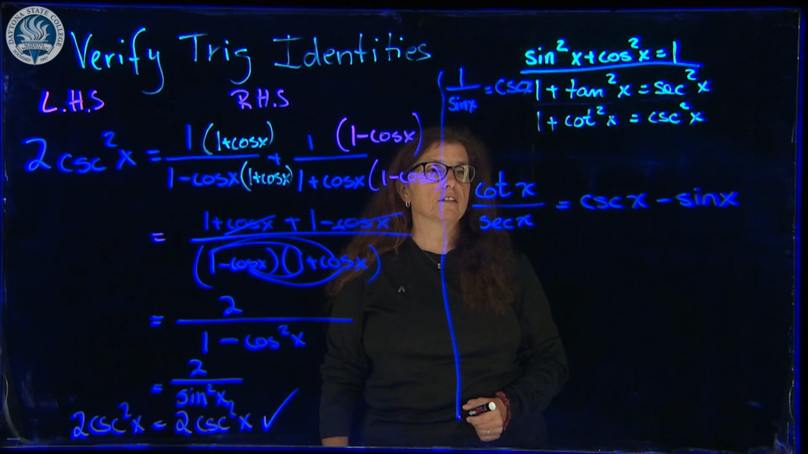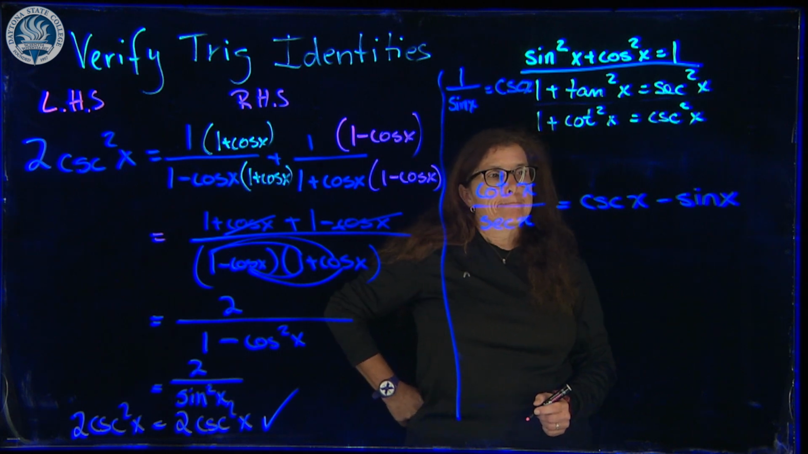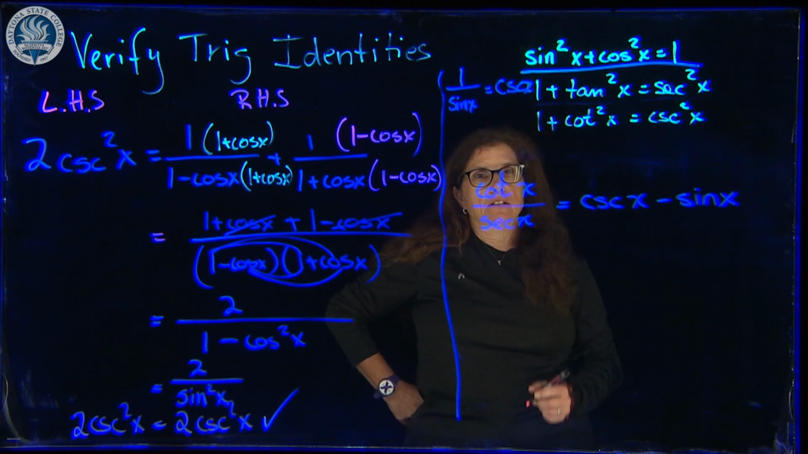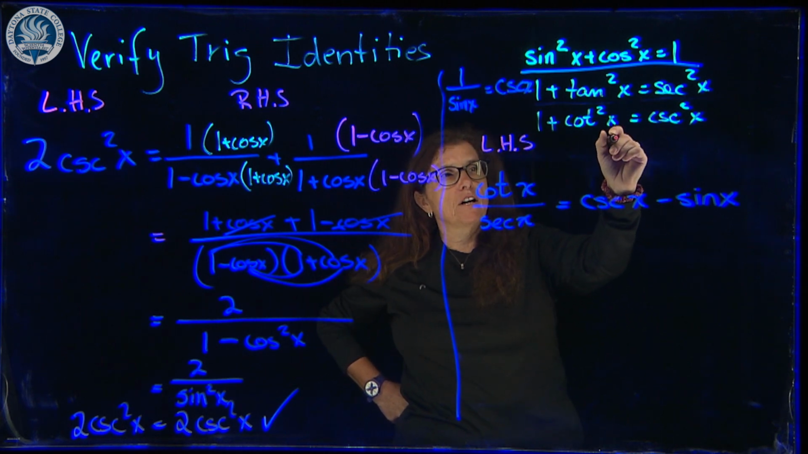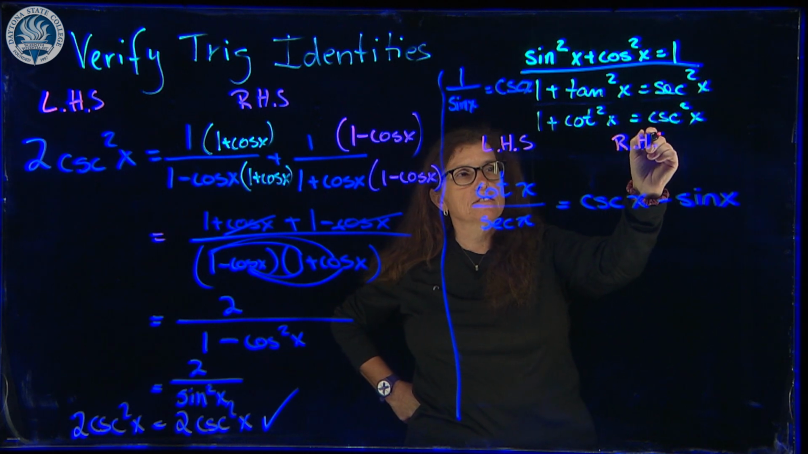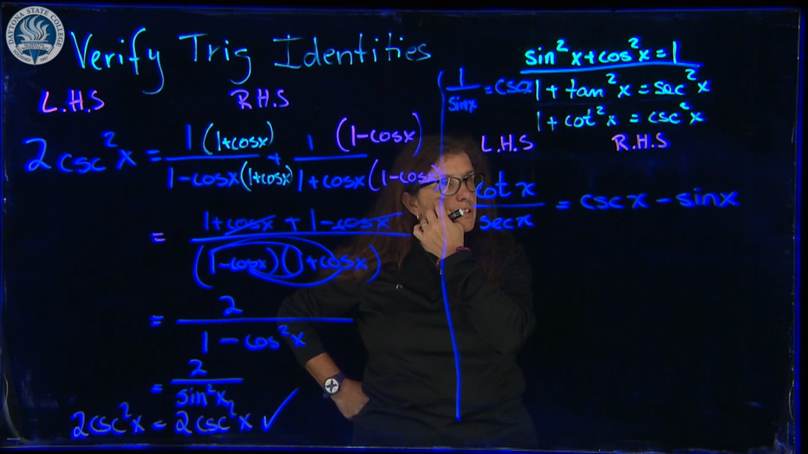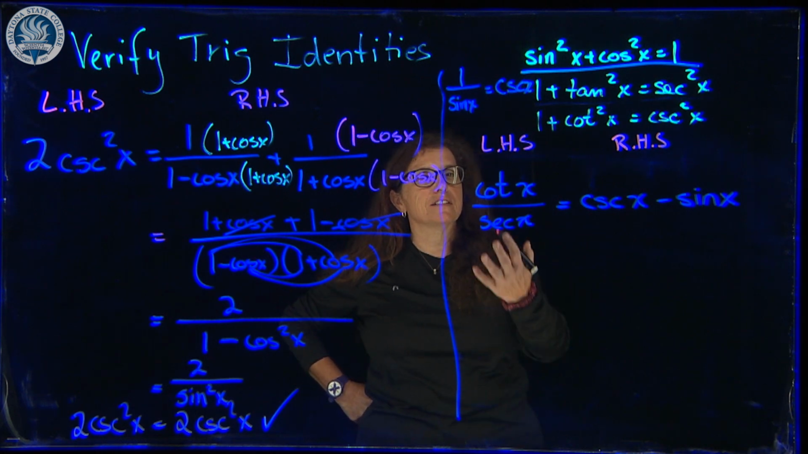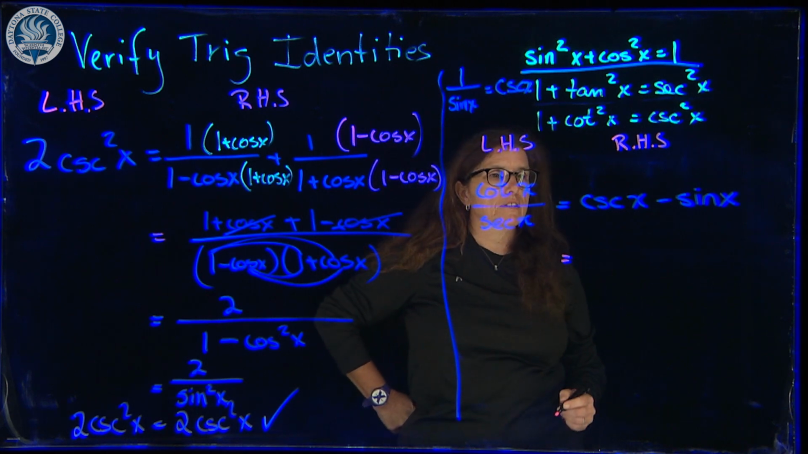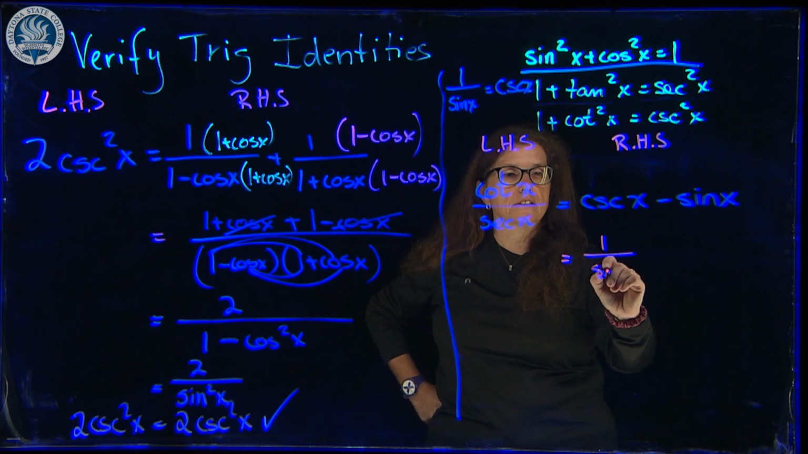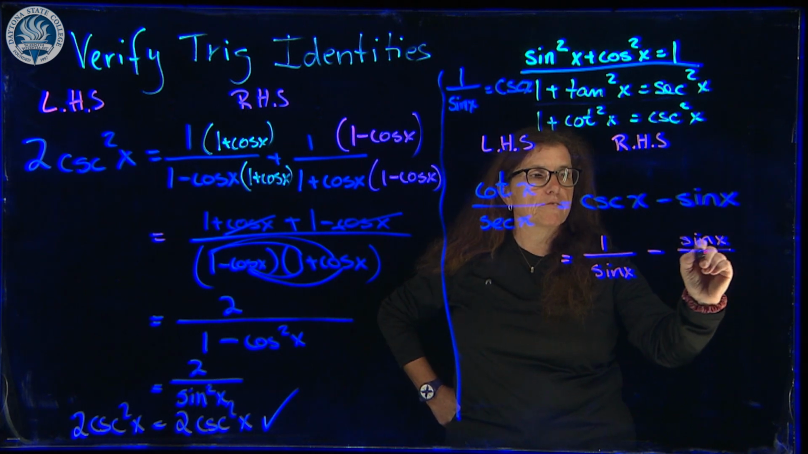Cotangent x over secant x is equal to cosecant x minus sine of x. Okay, let's take a look. The left-hand side, we need to verify that it is equal to the right-hand side. Now, in this case, I'm going to start with the right-hand side again and see if I can change it into the left-hand side. The cosecant I can rewrite as 1 over sine of x minus sine of x. Now let me write that over 1.